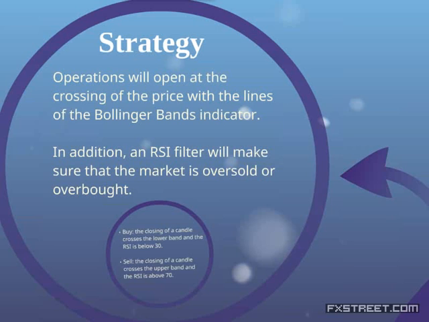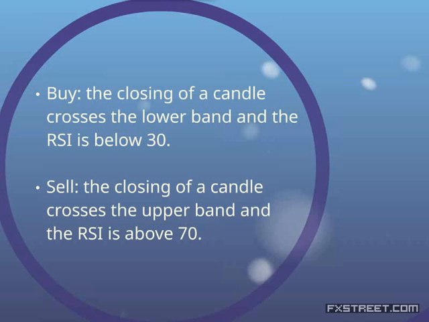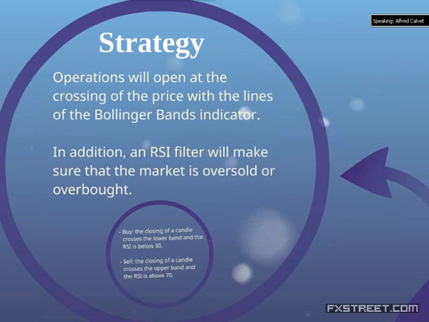For example, operations will open at the crossing of the price with the Bollinger Bands lower and upper bands. So Bollinger Bands will be the trigger of the system. In addition, as I've just said, we're going to use the RSI as a filter. I just skipped this piece of text, but that's what I'm saying: we're going to use an RSI filter that will make sure that the market is oversold or overbought. All right.